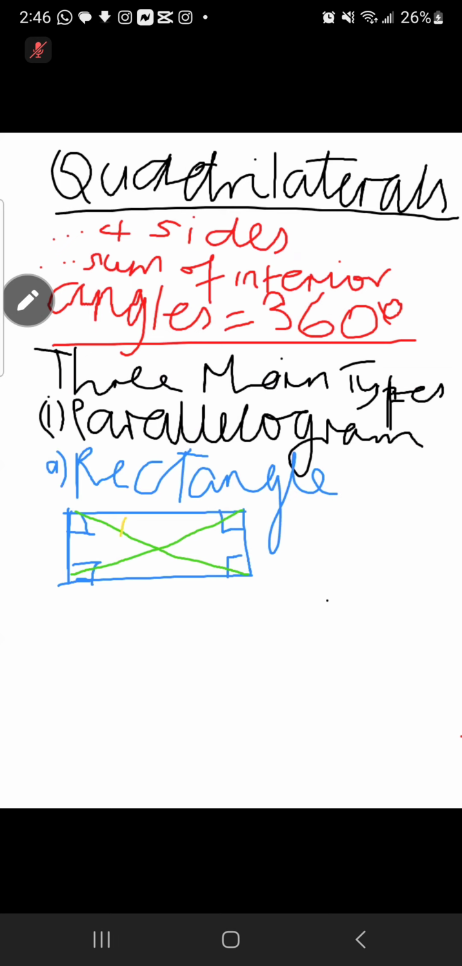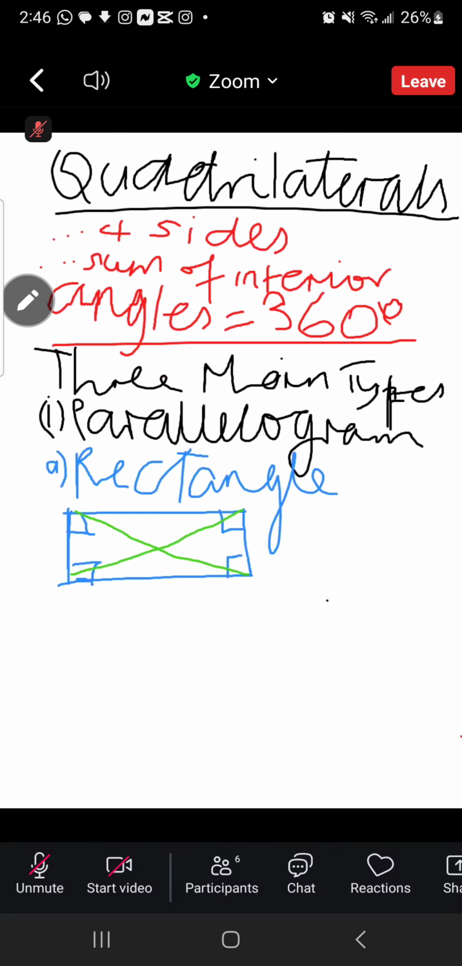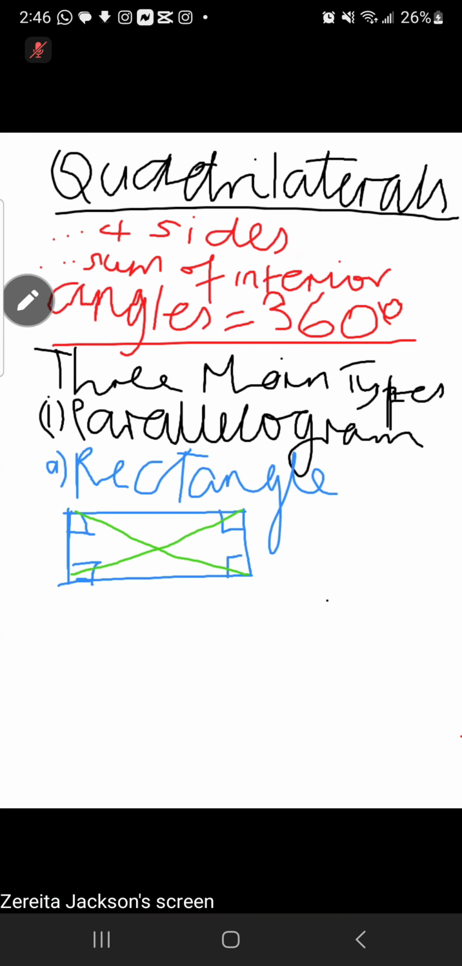So I don't like that yellow. That is not bright enough. Let me use a different color. Probably I can. Pardon? Is it red?